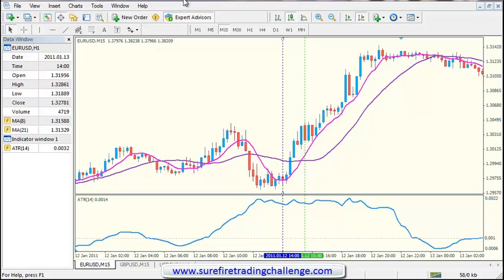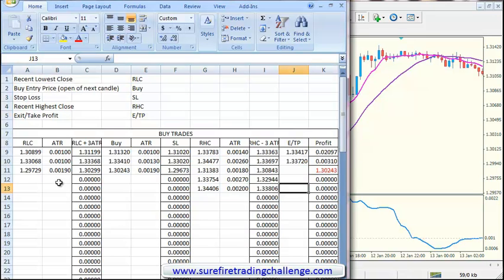If we look at it, the closing price of this candle is at 1.29729 and our ATR is 0.0013. So I just enter that in my Excel sheet. As you can see, this is the closing price, this is the ATR, and this will be computed automatically for me, the 3 ATRs above my recent lowest close.